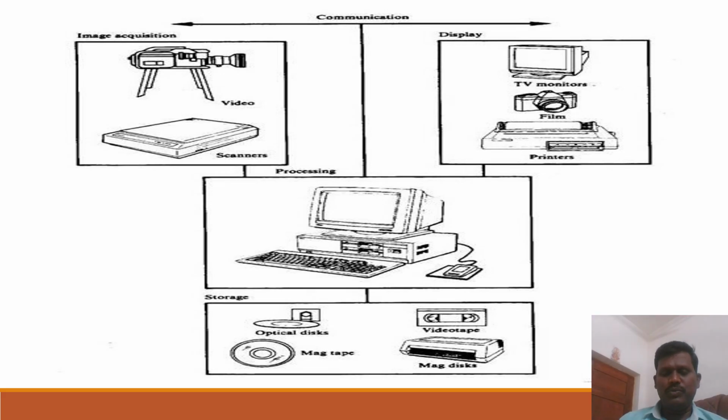If you want to display the captured image, we can use a monitor. In earlier days we used TV monitors to view the images, or you can use camera films, or you can take a printout of the image so that we get a hard copy. So these are the different display units. All these are connected to one another so that we can communicate from one device to another device. These are the components of any digital image processing system.